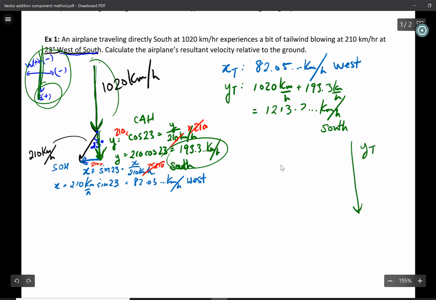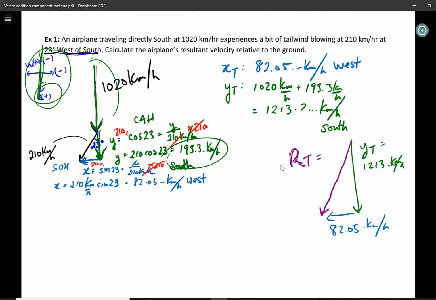And our y total is 1213 kilometers per hour. And we have our west component, which is a little bit smaller, this one over here, 82.05 kilometers per hour. And our total is going to be this one here. And I'm going to finally label this as our R total. And notice, if I go back to my previous drawing over here, this would have been this R total over here. Okay, so this R total is the one I would have tried to find.